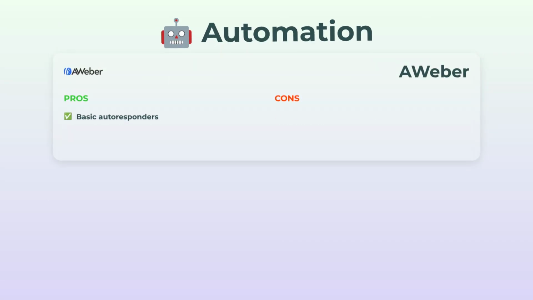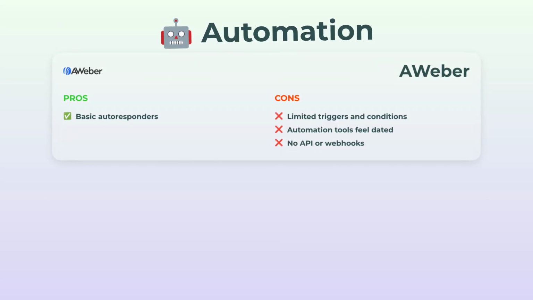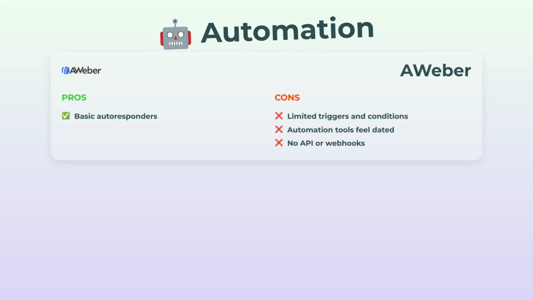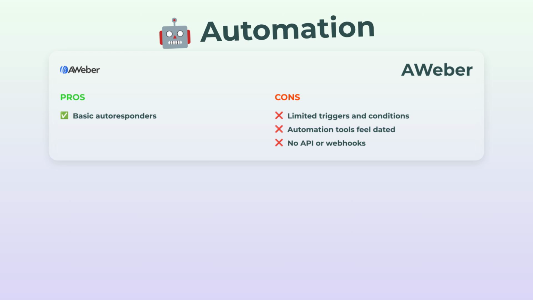All right, let's talk automation. AWeber covers the basics, like autoresponders. But yeah, the triggers? Kinda limited. And some of the workflow tools are honestly just, well, outdated. There's no real support for webhooks or fancy stuff, so if you're into deep customization, you'll probably feel restricted.